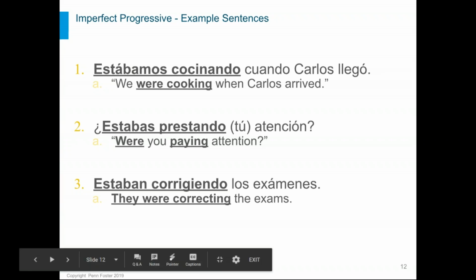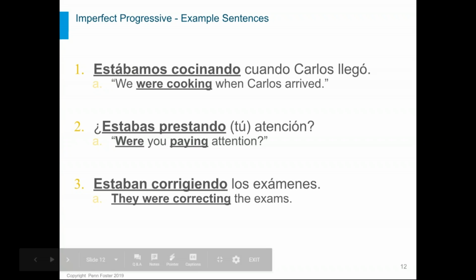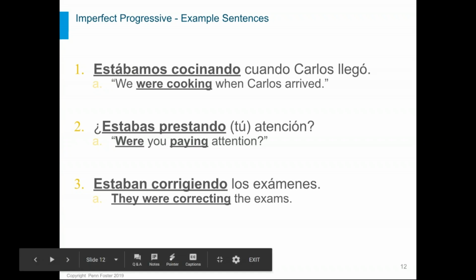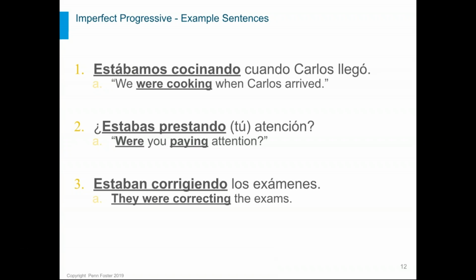So a lot of similarities between the two progressive tenses, the biggest difference being the form of estar. Again, I'll give you a second in case you have any questions you want to ask of Zach, and if not, we're going to move on and transition to our perfect tenses here soon.